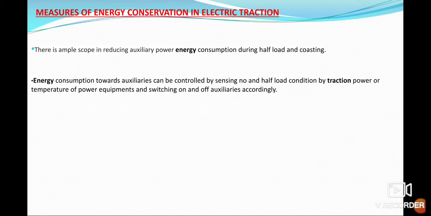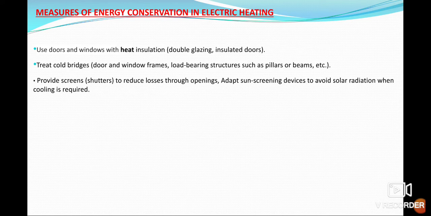Next is measures of energy conservation in electric traction. There is ample scope in reducing auxiliary power energy consumption using half load and coasting. Energy consumption towards auxiliaries can be controlled by sensing half load condition by traction power or temperature of power equipment and switching auxiliaries on and off accordingly.